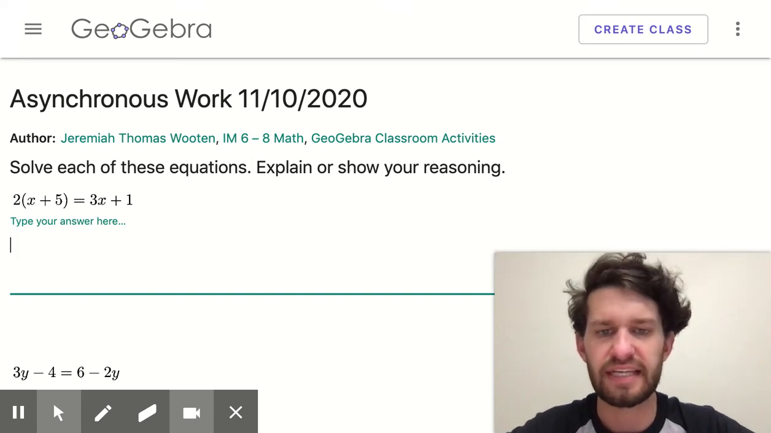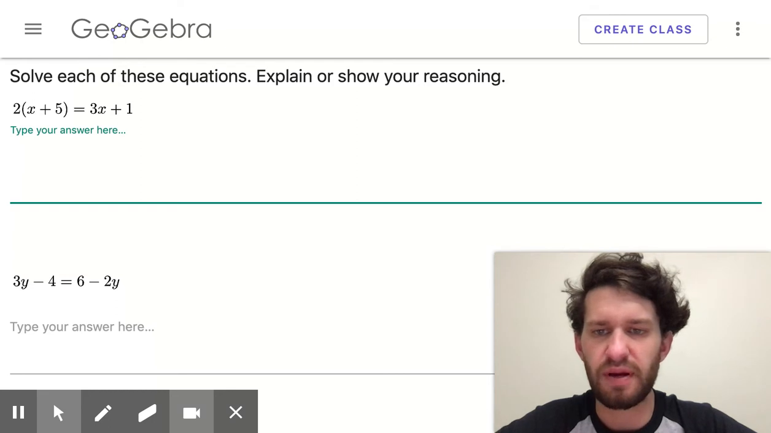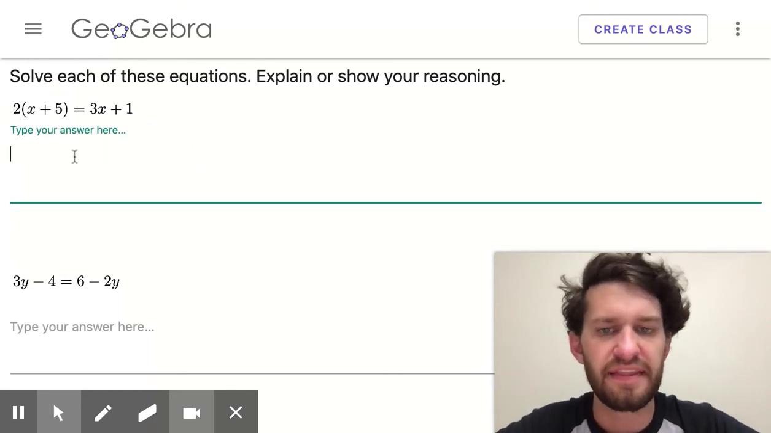Okay, let's take a look at some of your asynchronous work from yesterday as we get ready for tomorrow's quiz. So this is our first set of practice problems solving equations. So follow through with me and see if you did the same thing I did.